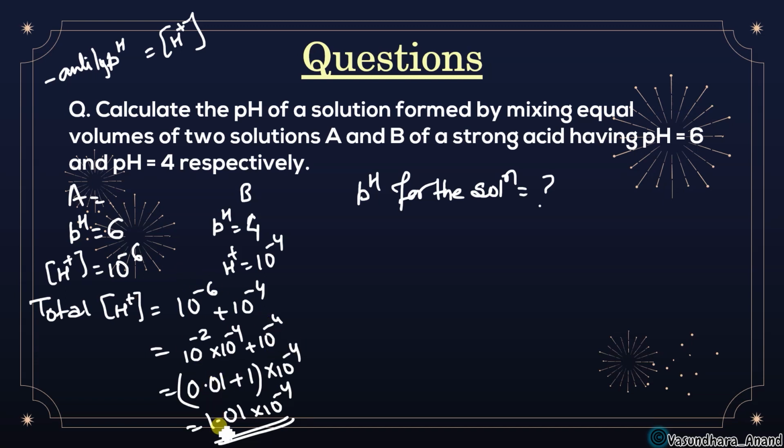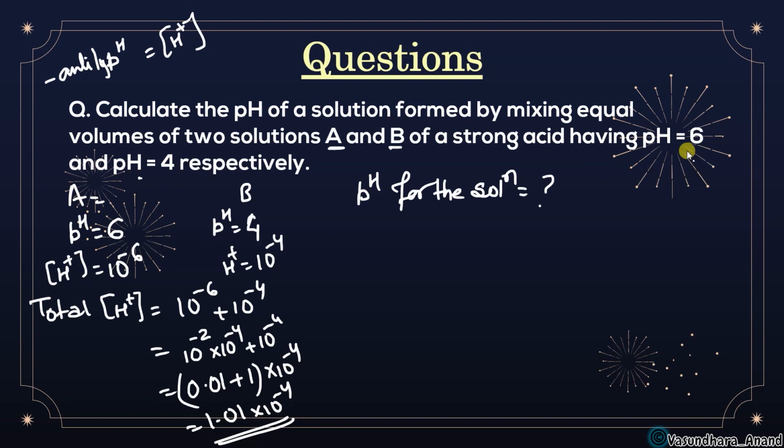So this is the H plus concentration. That can be a major mistake over here. Here they will take the total H plus concentration as 1.01 and do it. But think of it, earlier it was A 6 and B 4. So the concentration was in mole per liter. That means for 1 liter this was the pH, and for 1 liter this was the pH.